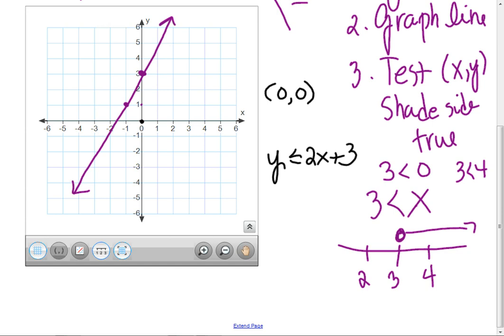I could take 6, 0. I could take 0, 6. That would work. If I put in zeros, is 0 smaller than or equal to 2 times 0 plus 3? What is 2 times 0? 0. And 0 plus 3 is?